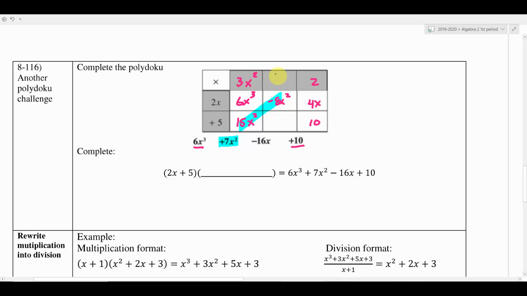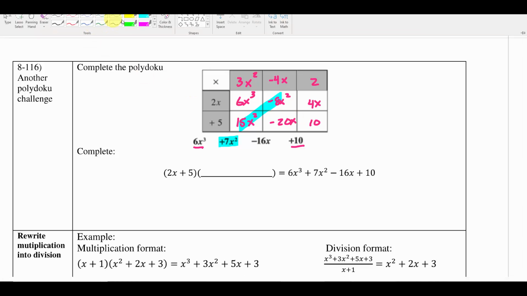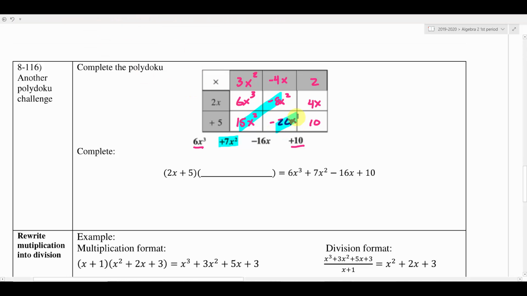So now I can figure out this top piece, because 2 times something gives me negative 8. Well, that's got to be a negative 4. And x times something gives me x squared, so that's got to be another x, right? Because x times x gives me x squared. So now I know this middle piece up here, and I can multiply that with the 5 to get negative 20x. And again, notice my other diagonal here. My x's, negative 20x and positive 4x, do add to give me that negative 16x. So I know that I have completed my puzzle successfully.